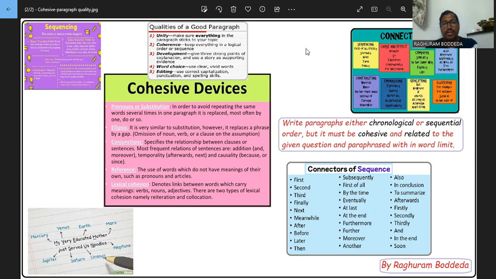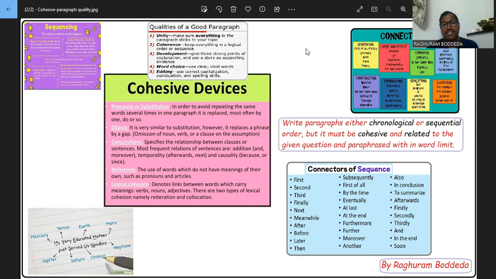Next one is reference. You need to give the points you are describing, narrating, persuading, or discussing, even arguing. Whatever way you are writing, the connectors are most important to write in order with your evidences. The last and most important aspect is lexical cohesion.